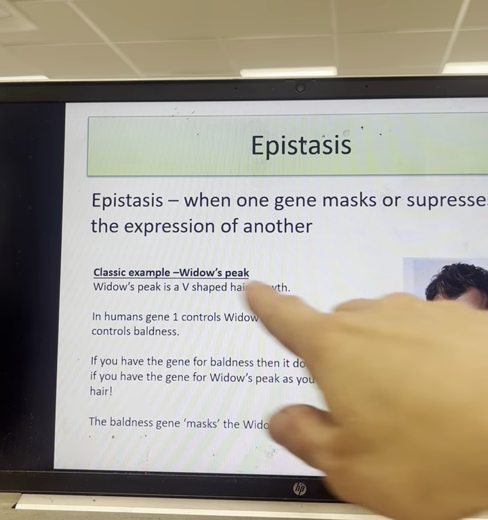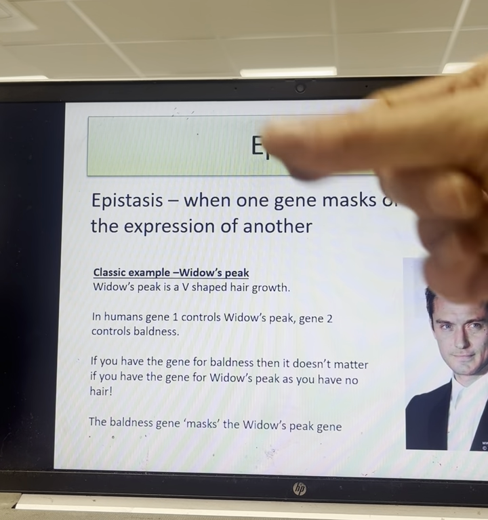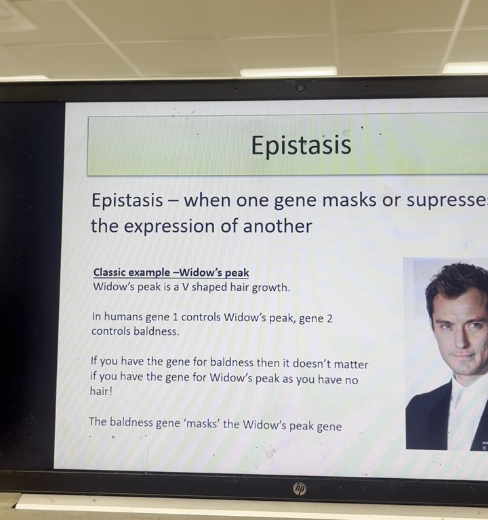So I gave you the example of a widow's peak already, right? So baldness in men is a mutated allele. Some people have it, some people don't have it. Again, I can only think that it's controlled by multiple alleles because people go bald at different times, don't they?